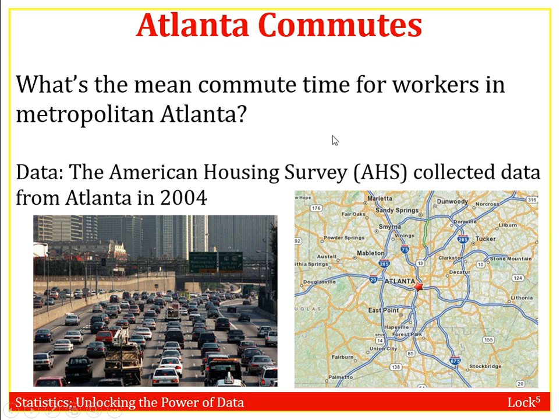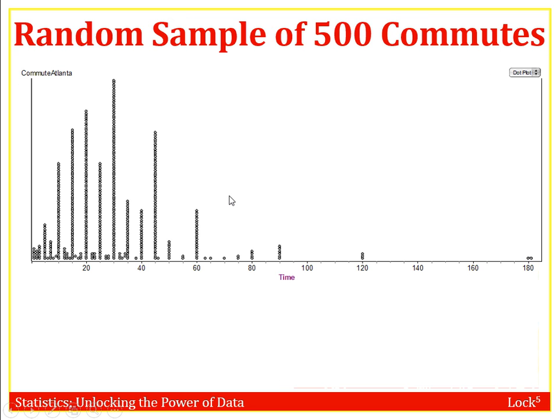So let's go ahead and take a look at the mean commute time for people that live in Atlanta. This data was collected back in 2004. So here's the original sample. You'll notice there's 2 people that commute 3 hours, 3 people that commute 2 hours, and then there's a few people that commute an hour and a half. But most people are back here and commute 45 minutes or less.